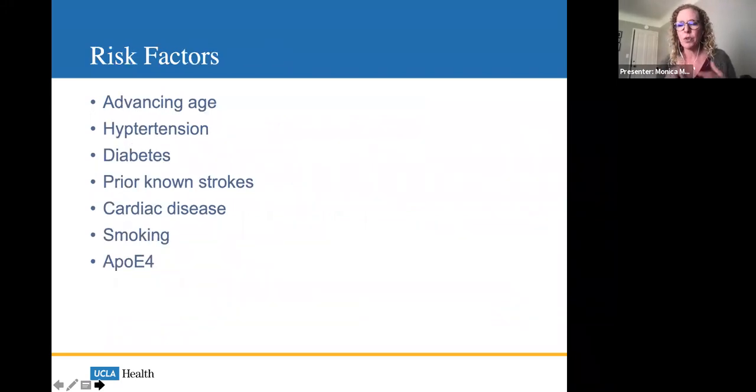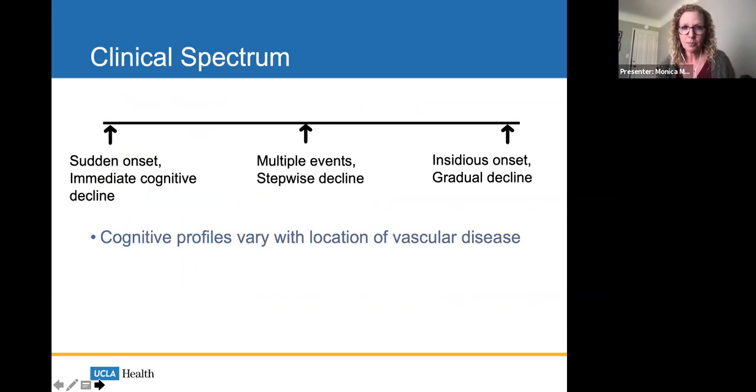Again, risk factors, we're going to look at age, hypertension, diabetes, prior strokes, smoking, again, this ApoE4 gene that we have talked about. It is a risk factor. It is not predictive. So you could get tested for it, you could have it, and you could go on and never develop dementia. So it's not predictive. It is just a risk factor.